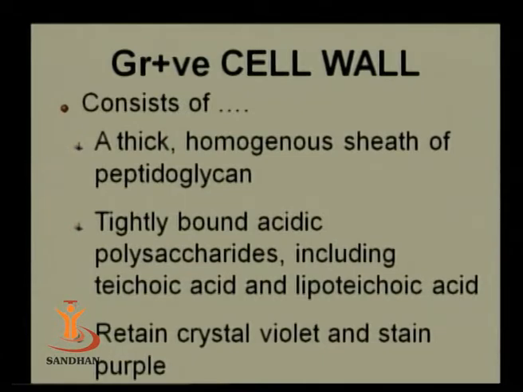This particular structure retains the crystal violet stain when we stain bacterial cells during the gram staining procedure. After application of the primary stain, we apply iodine, and after that we apply the decolorizer. When we apply the decolorizer, it dehydrates the cell wall, and the crystal violet-iodine complex is retained by the cell wall of gram positive bacteria, hence they color violet.